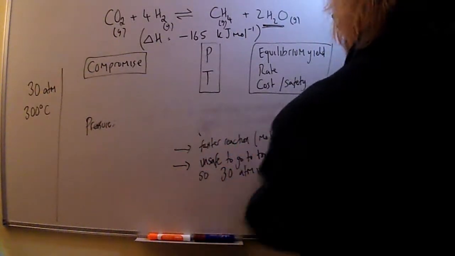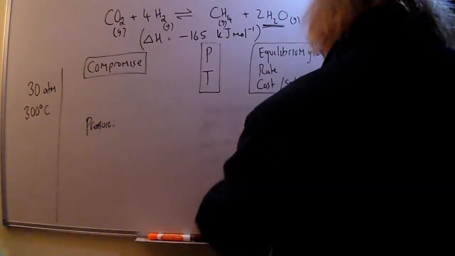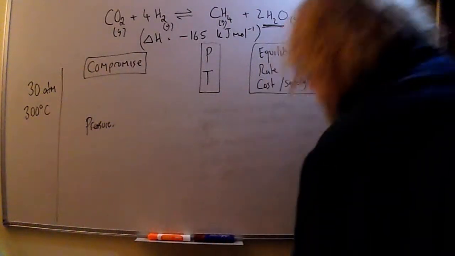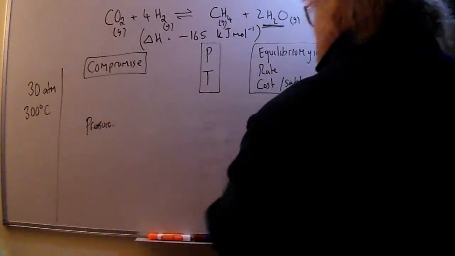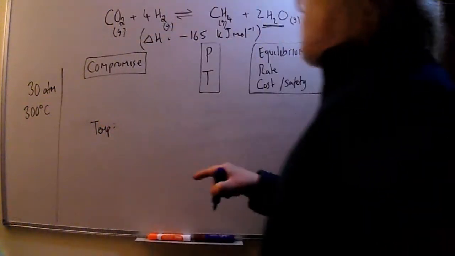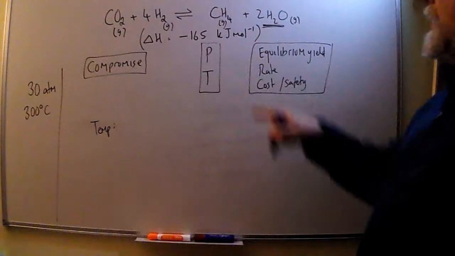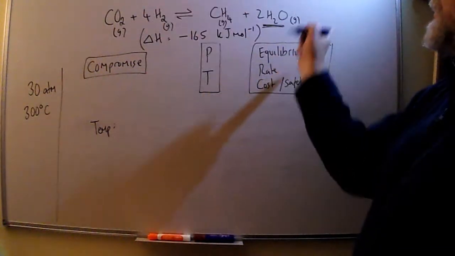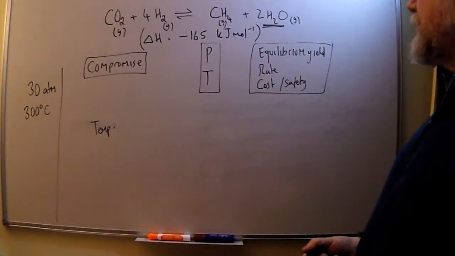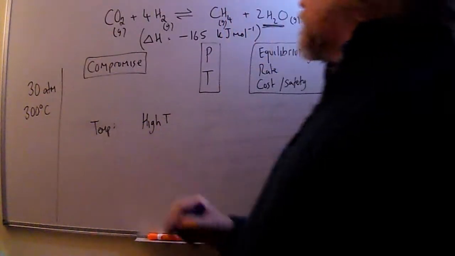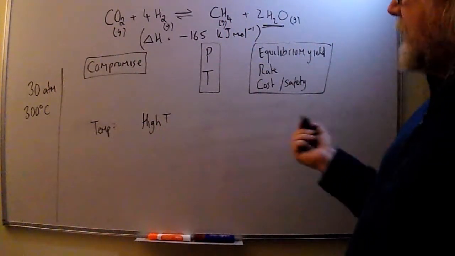Let's have a look at temperature then. And just process it in the same kind of way. So if we're looking at temperature and go through the same things, equilibrium yield, well, it gives us the value for delta H. It tells us delta H is negative, which is exothermic in the forward direction. So high temperature will shift the reaction in the endothermic direction.